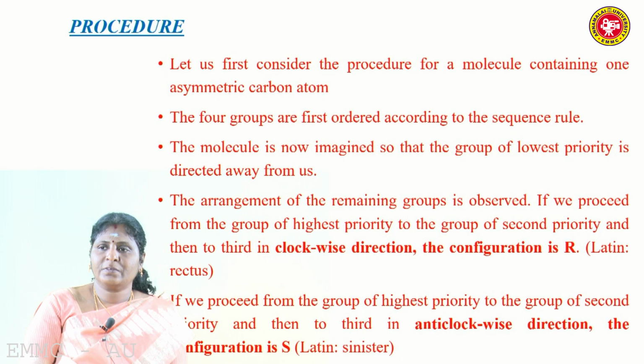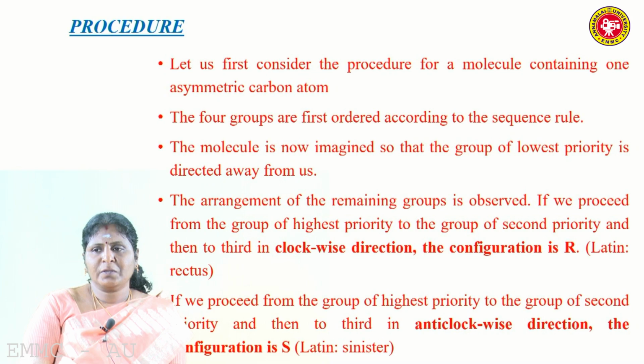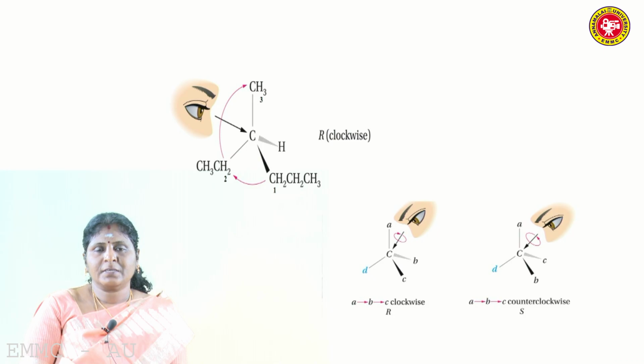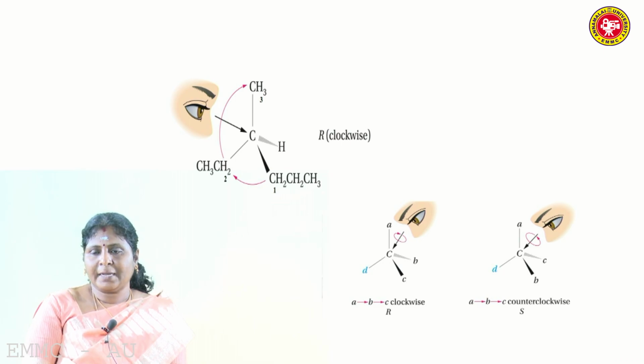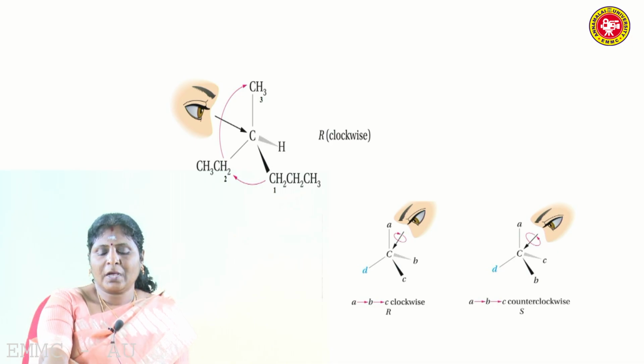Let us first consider the procedure for a molecule containing one asymmetric carbon atom. The four groups are first arranged according to the sequence rule. The molecule is now oriented so that the group of lowest priority is directed away from our eyesight, as given in the figure. The arrangement of the remaining groups is observed. If we proceed from the group of highest priority to the least one in the clockwise direction, that is said to have R configuration, that means rectus. And if we move from the group of highest priority to the next and then to the least in the anti-clockwise direction, that is said to have S configuration, sinister. In Latin it is called sinister.